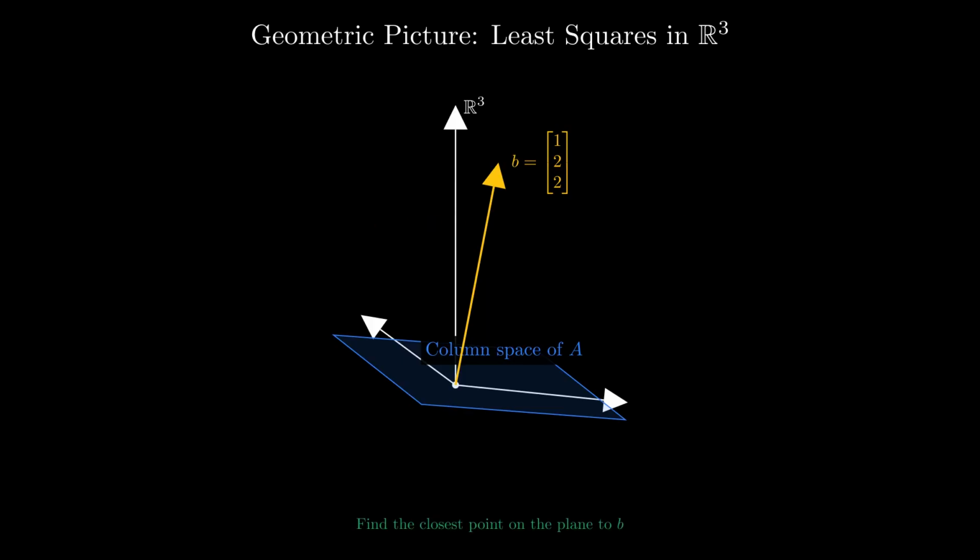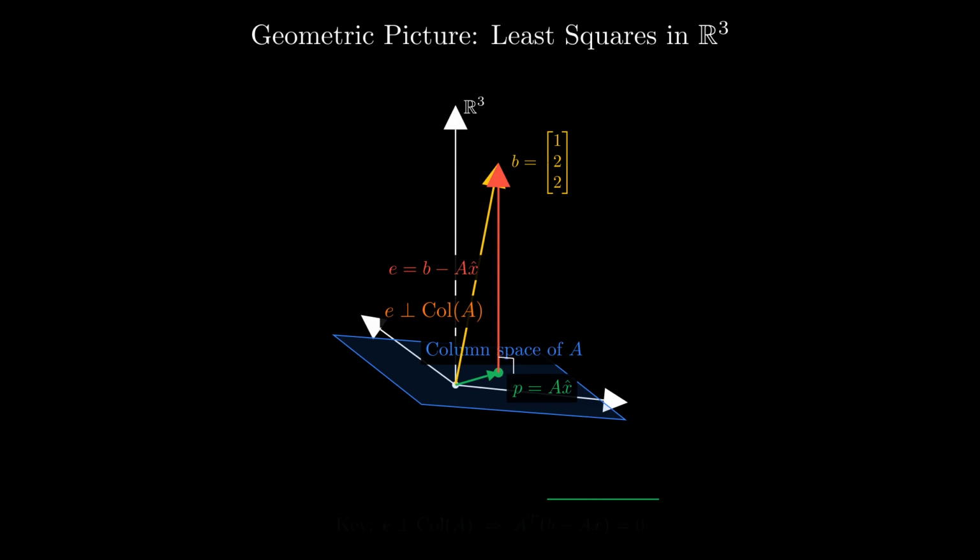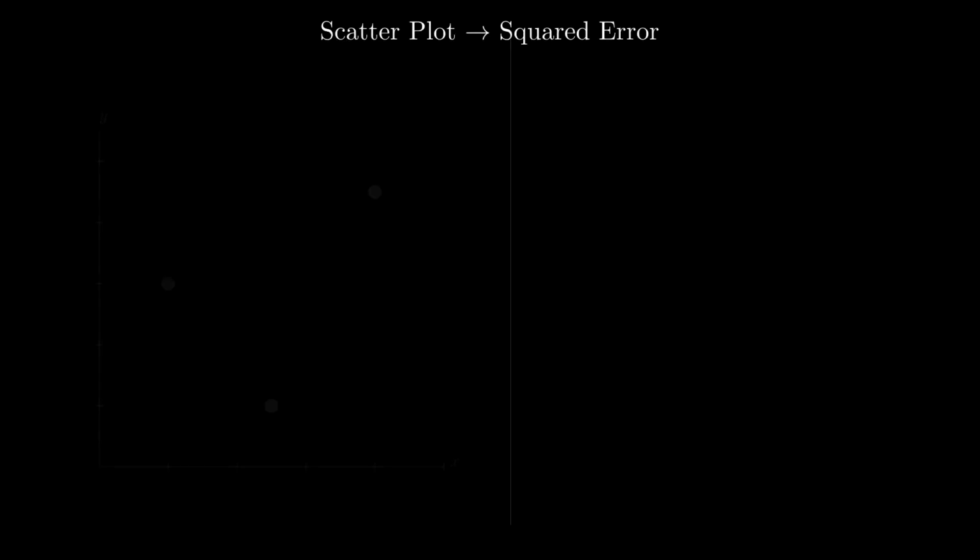So what's the best strategy? Find the point on the plane that is closest to b. That point is the projection, p equals A x hat. The hat notation marks x hat as our best estimate, the closest we can get. The error, e, equals b minus p, and the least error vector is perpendicular to the plane. That perpendicularity is the key geometric insight behind least squares.